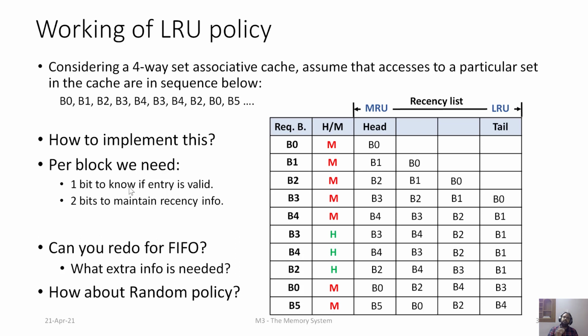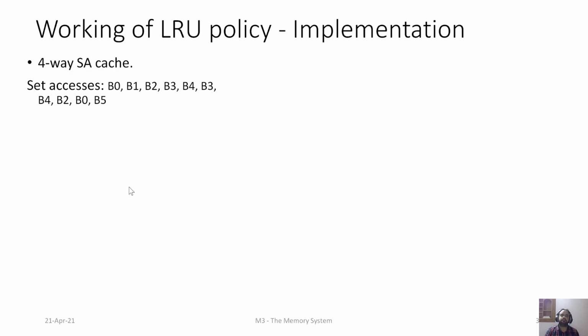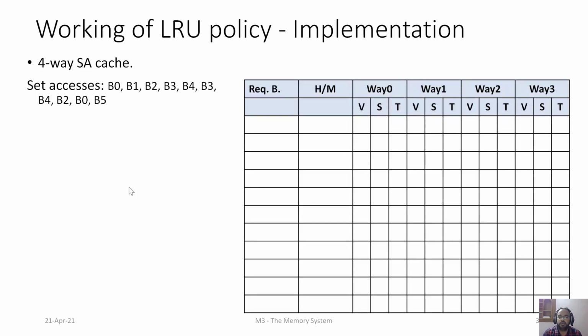Now let's dig further into the LRU policy and see how it is actually implemented in the hardware. Again, I'm considering the same 4-way set associative cache, and the sequence of accesses is the same as prior, and all these accesses are to one particular set. So here we have a similar table. We have the requested block and whether it is a hit or miss. These are just for our understanding. These are not part of the hardware.